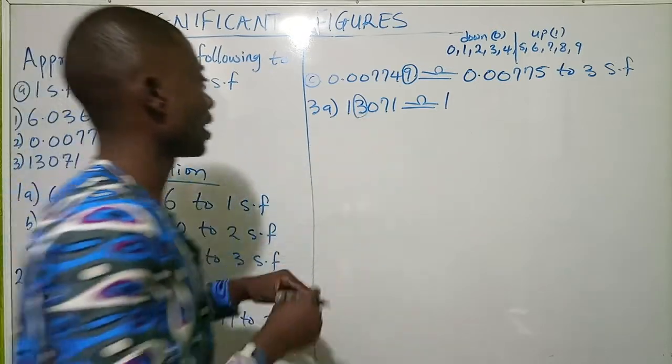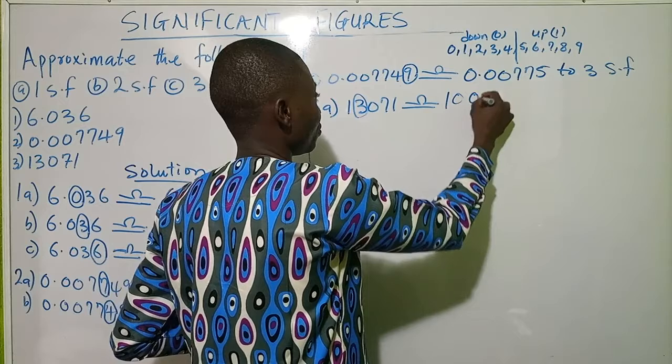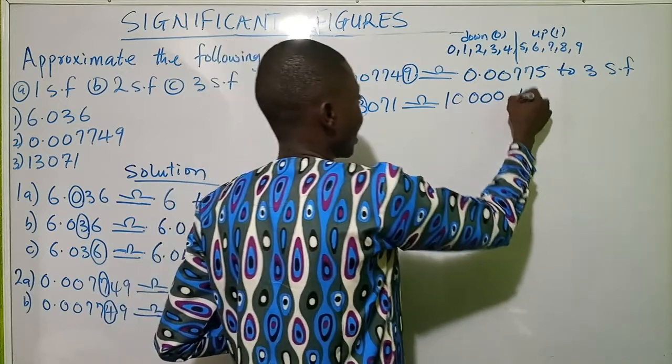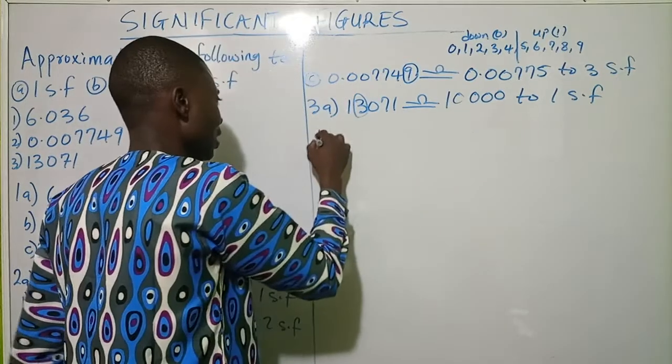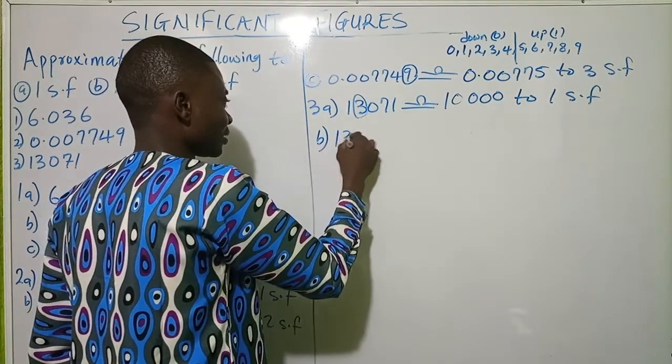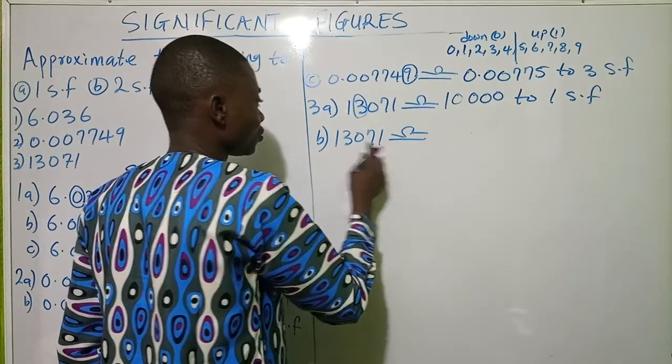So our number now is what? You change all this to what? To 0. That is 10000. This is our answer to one significant figure. And then B, same again, 13071 is approximately what? To two significant figures.